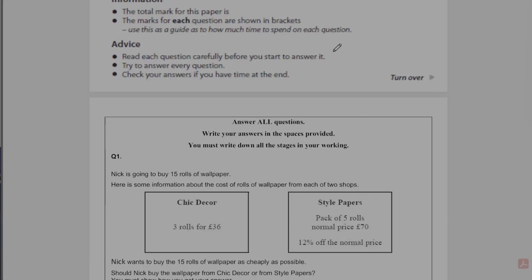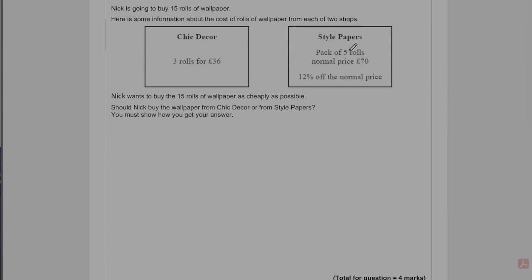Okay, so question 1. Nick is going to buy 15 rolls of wallpaper. Here is some information about the costs of wallpaper from 2 shops, and then we've got conditions. Nick wants to buy 15 rolls of wallpaper as cheaply as possible. Which of the 2 shops should he buy from? You must show how you got your answer.